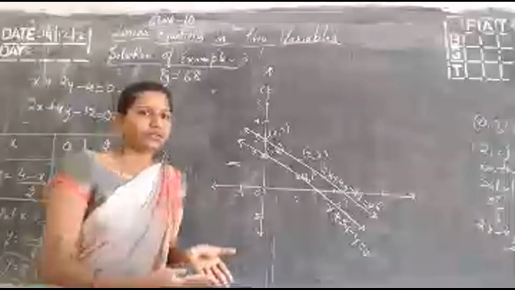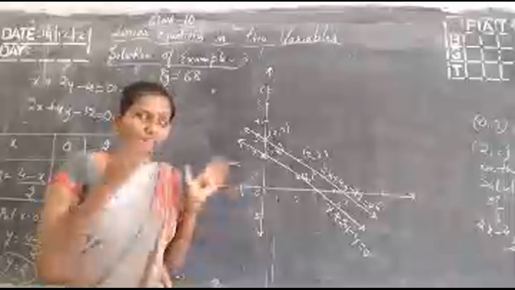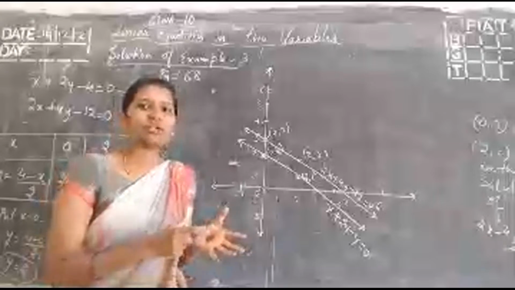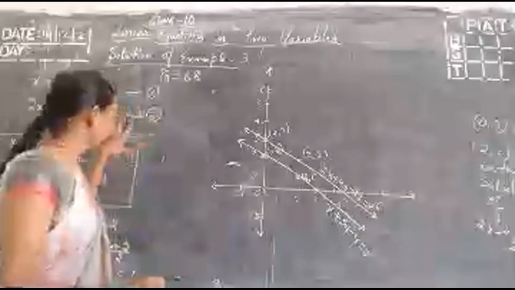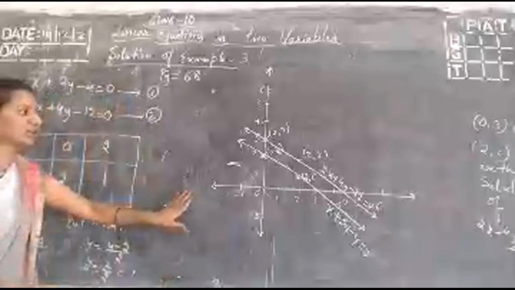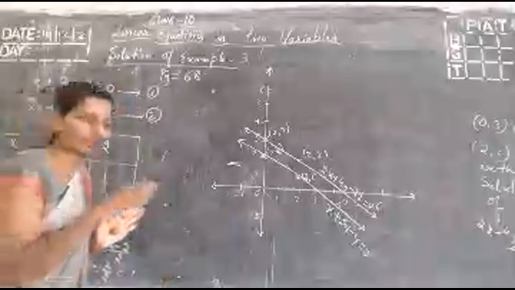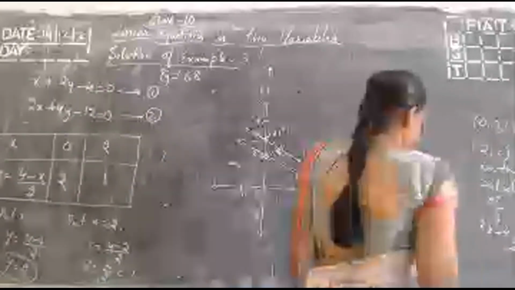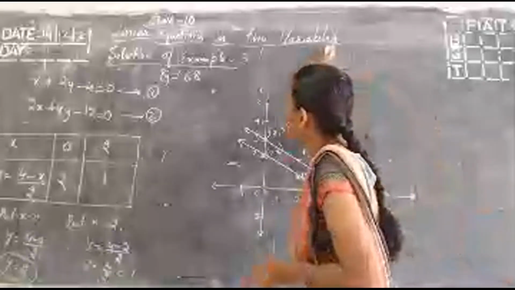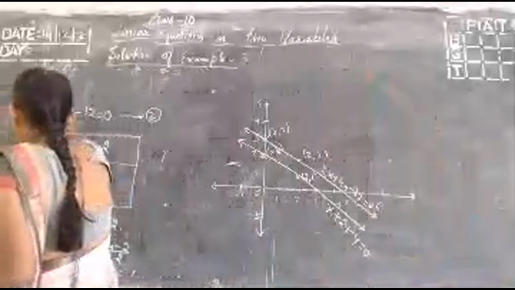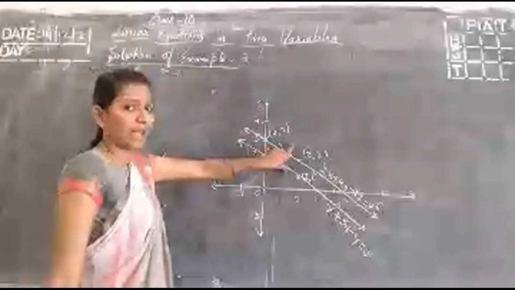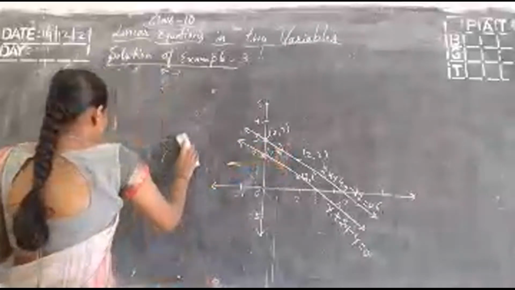Now we are passing on to the exercise problems. In the same way, we have to write the equations and solve, get the solutions of each equation and draw the graph. Everything is the same throughout the chapter. These two are which lines? Parallel lines. These two are parallel lines.